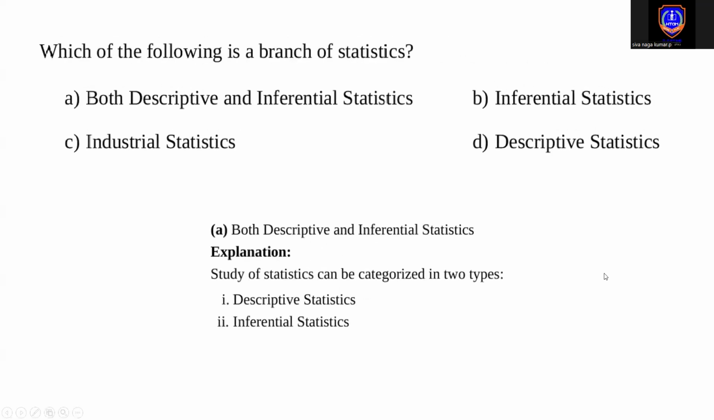Which of the following is a branch of statistics? Option A, both descriptive and inferential statistics. Option B, inferential statistics. Option C, industrial statistics. D, descriptive statistics. Both descriptive and inferential statistics are the branches of statistics.